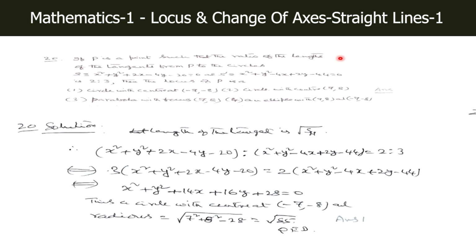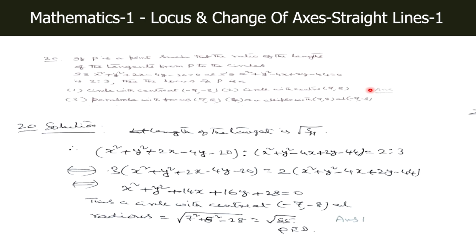Question number 20. If P is a point such that the ratio of the lengths of the tangents from P to the circles S = 0 and S' = 0 is 2:3, then the locus of P is: 1) a circle with center at (-7, -8), 2) a circle with center (7, 8), 3) a parabola with focus (7, 8), and 4) an ellipse with (7, 8) and (-7, -8) as foci.